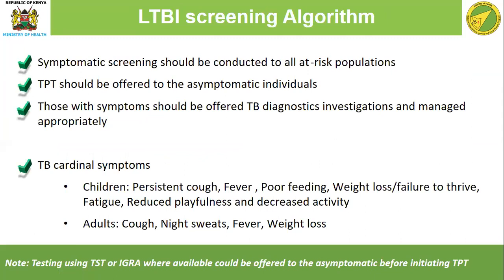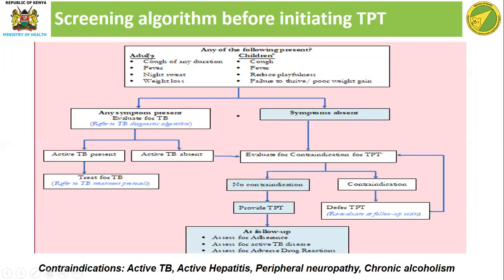Okay, we have a screening algorithm. It mainly looks at the signs and symptoms for the children and the adults, which I'm sure you already know. But in this, we developed an algorithm. This is just a snapshot of it. Below it, there's also some more content. Here we're looking at the adults. We need to ascertain if any of these symptoms are present. And for the children specifically, failure to thrive, reduced playfulness, and poor weight gain are very important for you to detect, to increase your index of suspicion for the children.